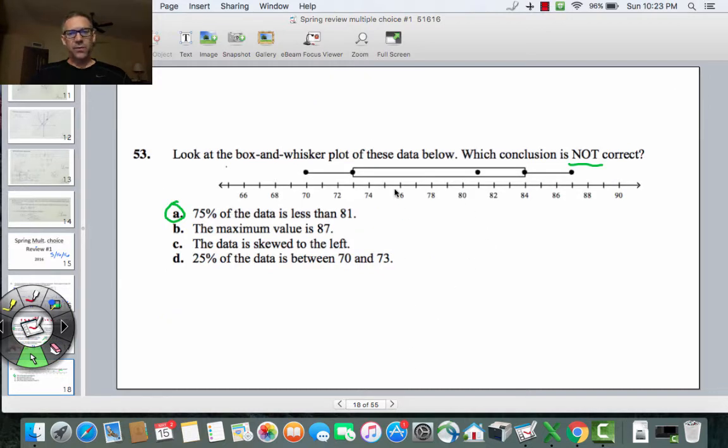Okay, this one, the one that's not correct is 75% of the data is less than 81. Because if that was the case, this right here is 81 and that's not 75% of the data. This would be 75% of the data, the 84 and less.